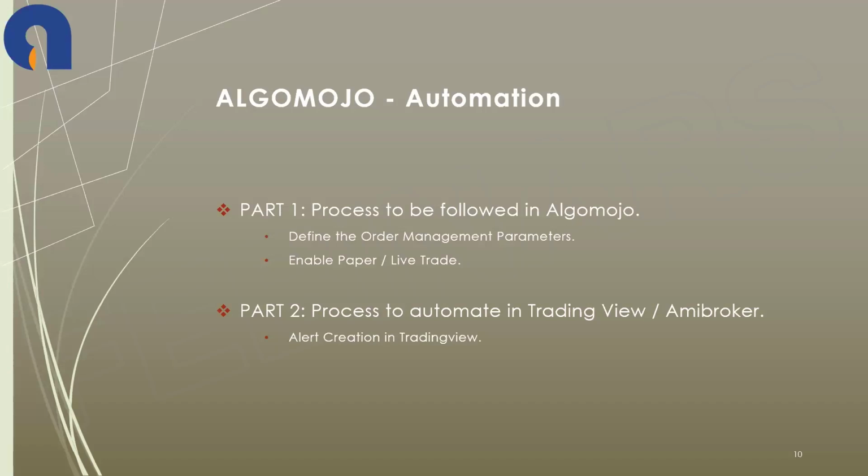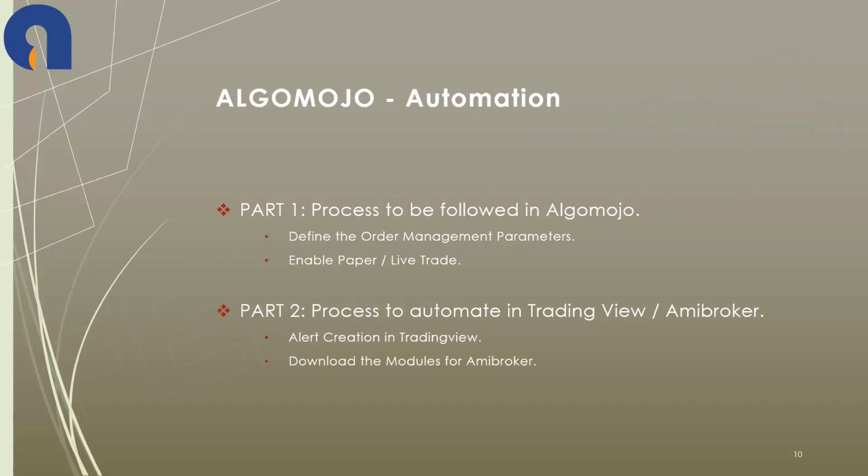You need not get into the code of TradingView or PineScript or Amibroker. All you have to do is copy it from our website and paste it in the alert box of TradingView, the content and the webhook URL. In Amibroker, you just need to download a module and paste the webhook URL. That's it. It's a very, very simple process of automation.